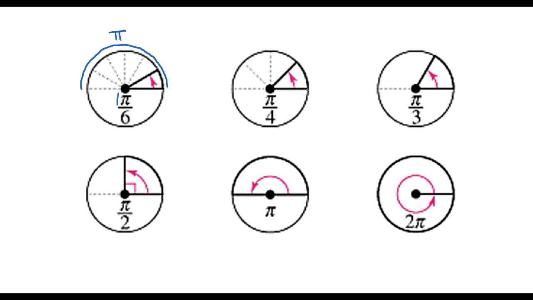If you look at this one, again, here's the semicircle, that's pi. We're looking at 1/4 of it, so pi over 4. This is 1/3 of the semicircle, so that's pi over 3. This is a quarter, so that's pi over 2. Here's the semicircle, that's pi, and an entire rotation is going to be 2 pi.